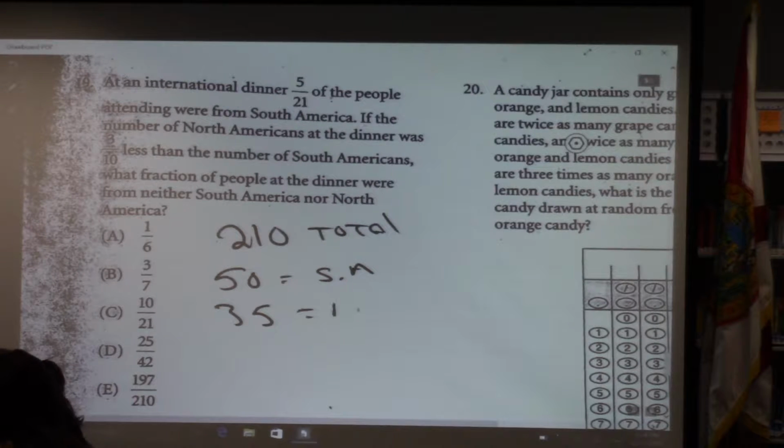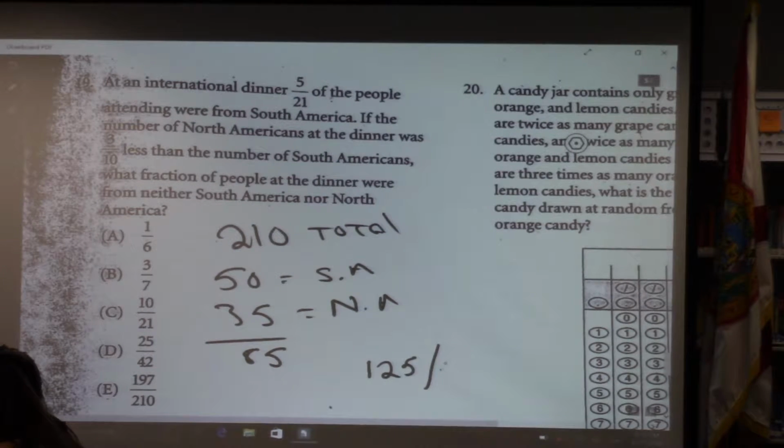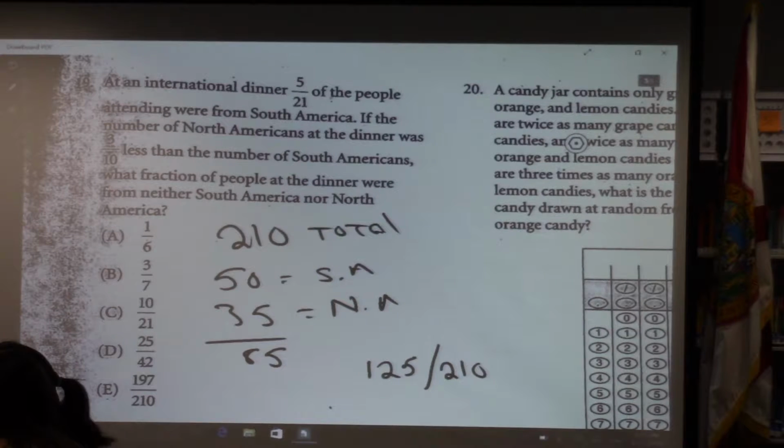For North Americans. Good. And then it says what fraction of the people at the dinner were from neither South America nor North America. So how many people were from South America and North America? 85, which means how many were not? 125. So 125 out of our total 210 people there, which reduces to something, which is D.